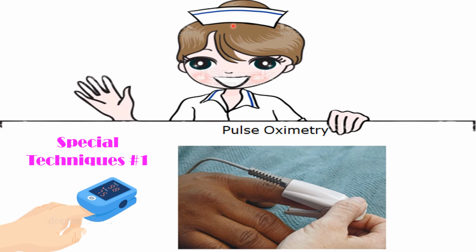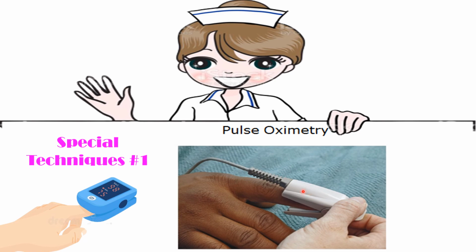Sometimes the toe is used for infants and young children, wherein a diode emits light and a detector on the opposite side of the probe measures the amount of light absorbed by the oxyhemoglobin. So the oximeter compares the amount of light emitted to the amount absorbed and calculates the percentage of oxygen saturation. A healthy person has 95% to 100%.